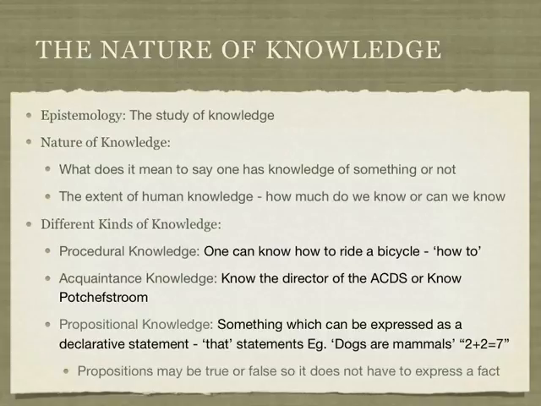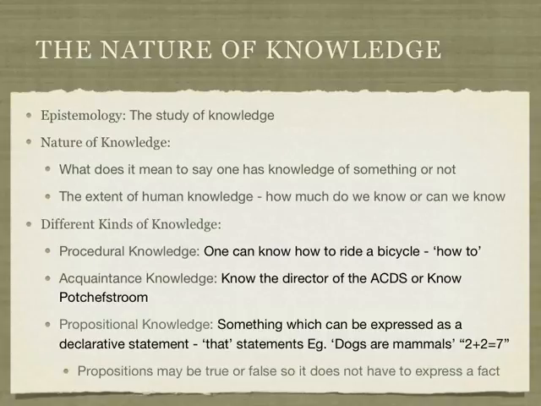Okay? Then there's acquaintance knowledge, as they call it. This is a know-of. So you've seen the director, you've met him. So you can now say that you know the director. You have knowledge about him. So that is acquaintance knowledge. They also call it familiarity knowledge. So you are familiar with a specific subject, person, or place. You know Pottsville.